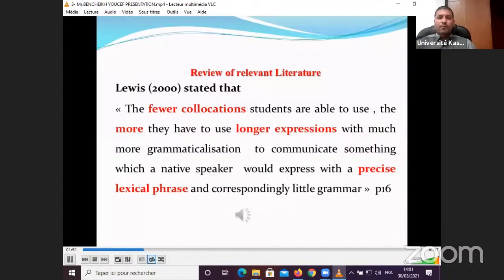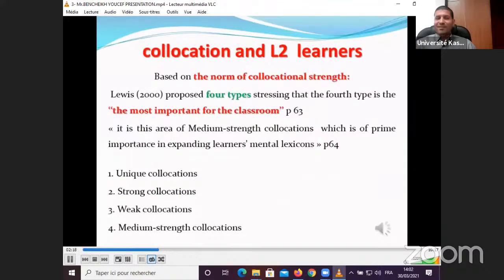Noise stated that the fewer collocations students are able to use, the more they have to use longer expressions with much more grammatical accuracy, which enables you to express something in a precise lexical phrase. Based on the degree of collocation strength, the developers propose four types of collocation, stressing that the fourth type is the most important for the classroom. It is in this area that collocation strength is important for extending learners' mental flexibility. The types are unique collocation, strong collocation, weak collocation, and medium-strength collocation. The last type is most relevant for classrooms.